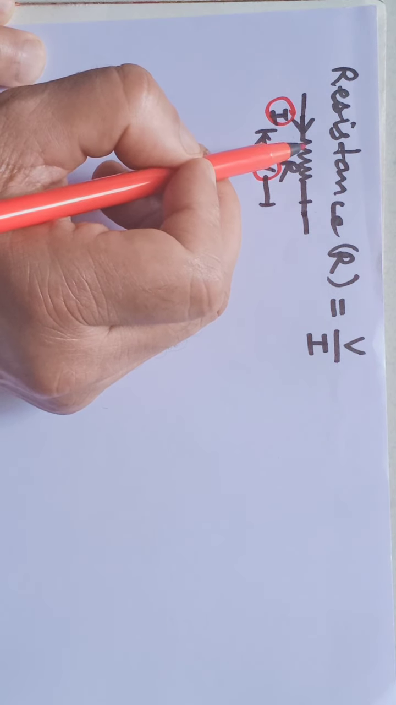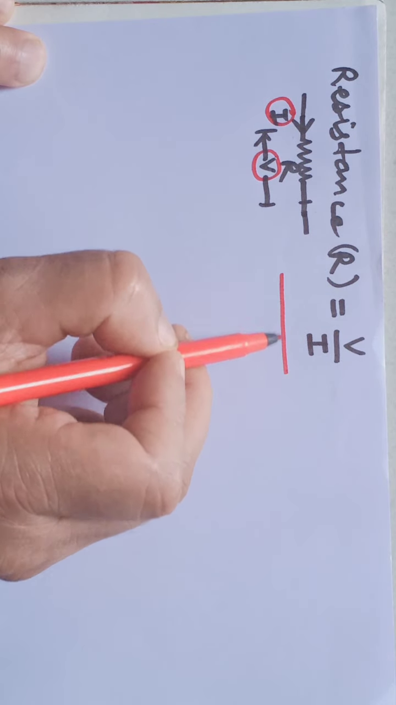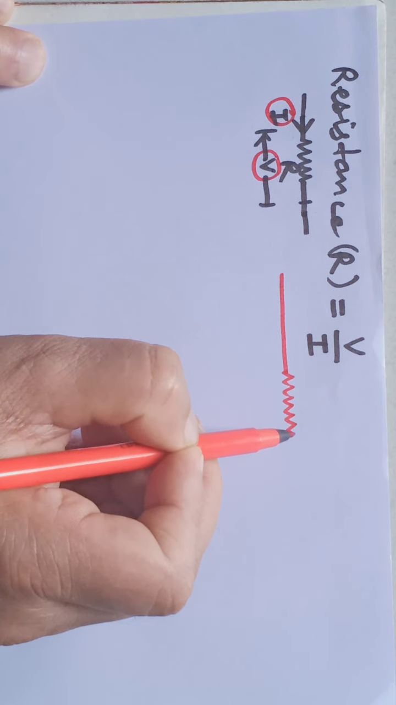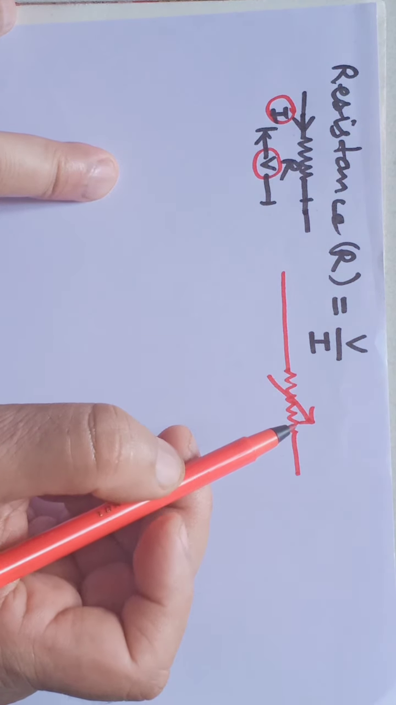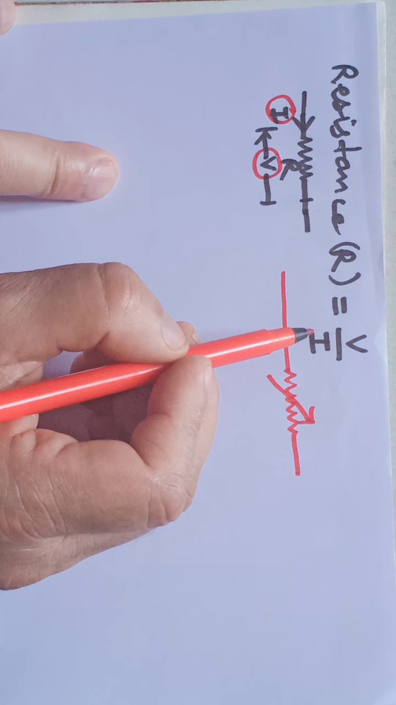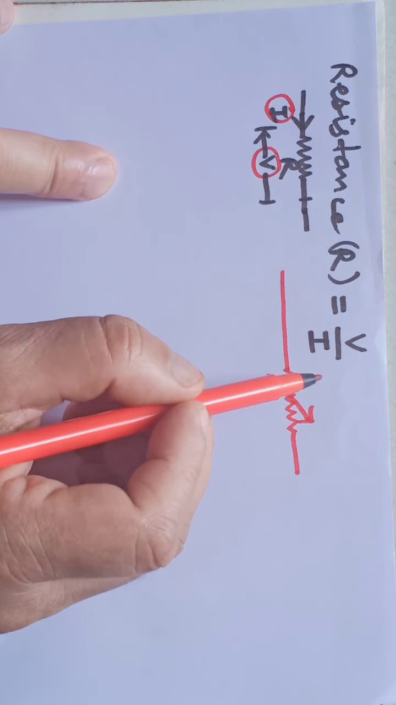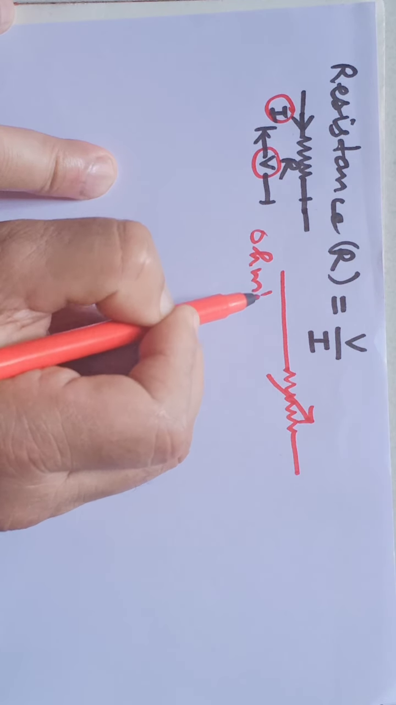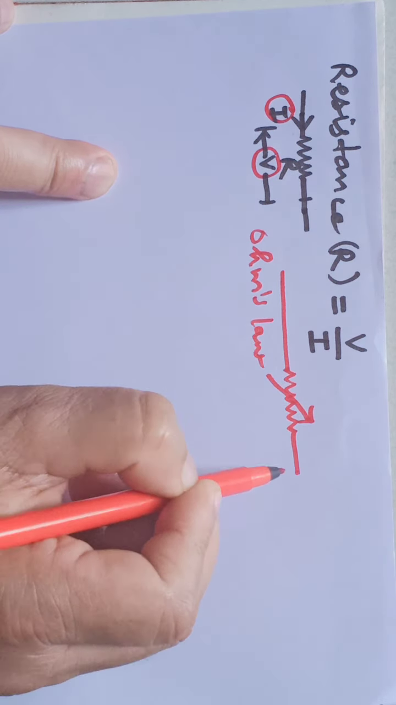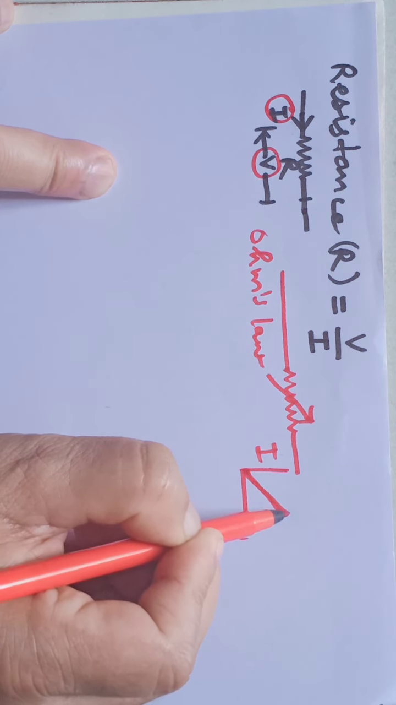So this is the symbol of electrical resistance. If the electrical resistance is variable, then this kind of symbol is used. Now, conductors obey Ohm's law. So the graph of V versus I is a linear graph.